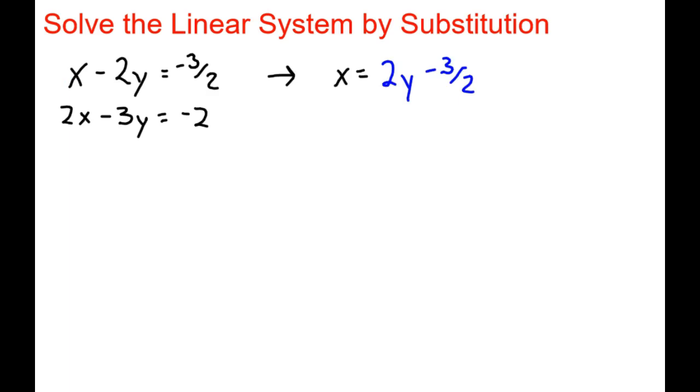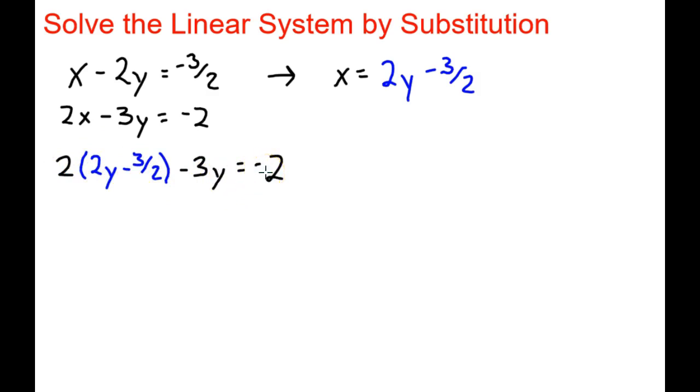So if we rewrite this equation to get x isolated by itself, we get x equals 2y minus 3 halves. All we have to do is add this 2y to the right side of the equation. Now we're going to substitute this equal expression. We know 2y minus 3 halves is equal to x. So we're going to substitute this expression in for x in our other equation. So now that I substitute in my equation, I now have 2 times the quantity of 2y minus 3 halves minus 3 equal to -2.